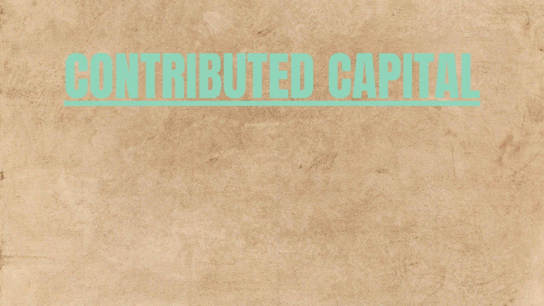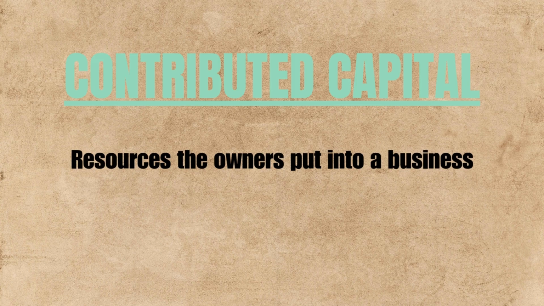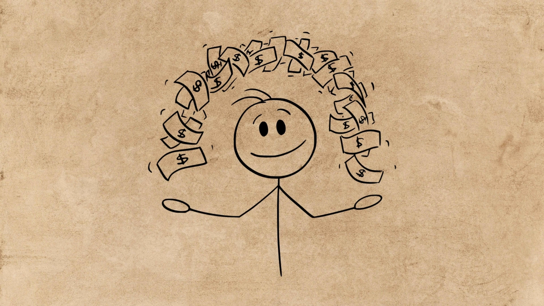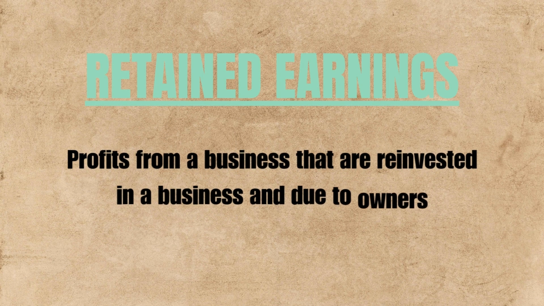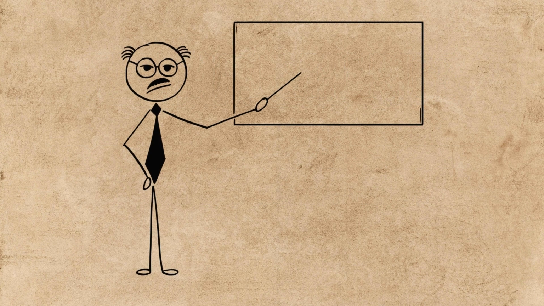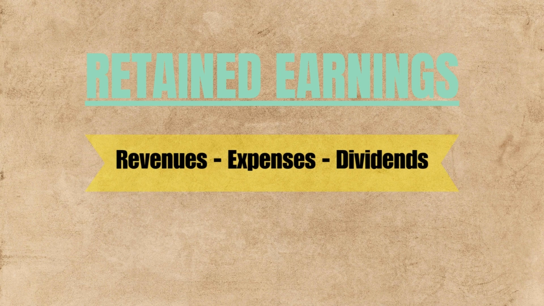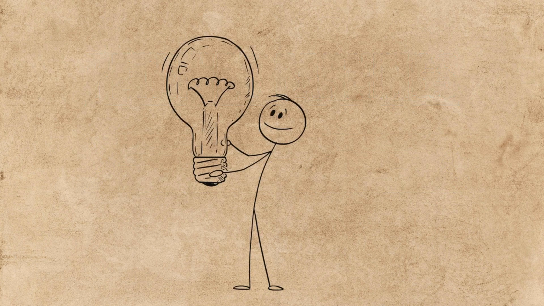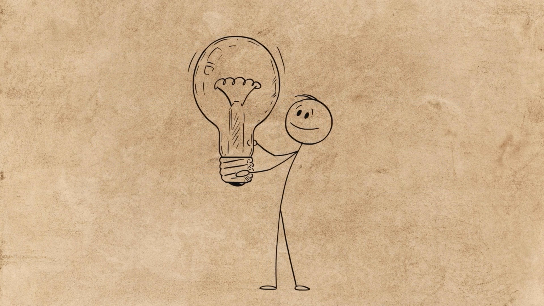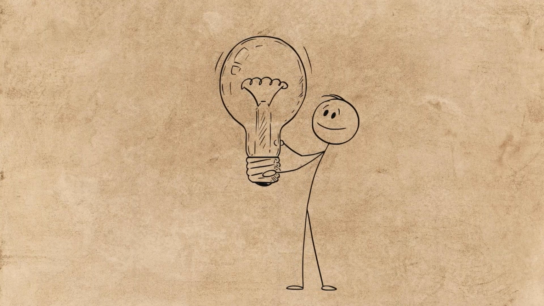In simple terms, contributed capital are resources that owners put into a business. An easy example of this would be cash an owner uses from their personal funds to start a business. Retained earnings are the profits from a business that are reinvested in a business and ultimately due to owners. Retained earnings are calculated by taking the revenues a business earns, less any expenses, less any dividends paid out to owners.